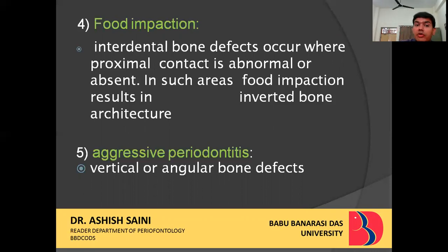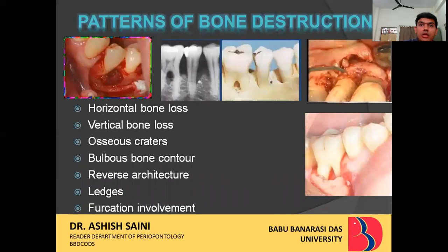And in cases of aggressive periodontitis, we usually find vertical and angular bone defects. For example, in case of localized aggressive periodontitis, the patient will present with an angular bone defect in the central incisors and with an arc-like pattern of bone loss on the first molars. Then this is the main topic that we will be discussing. This is the patterns of bone loss.